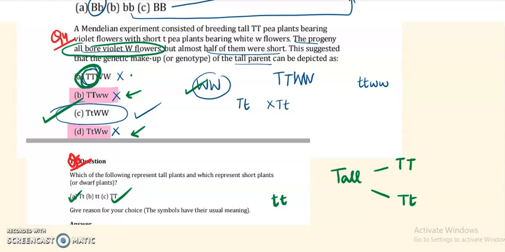In the reason, you may write that tallness is a dominant character which gets expressed even by the presence of a single dominant allele. So heterozygous offspring will also show the tallness character, and homozygous dominant will definitely show it. I hope all the problems are clear to you.